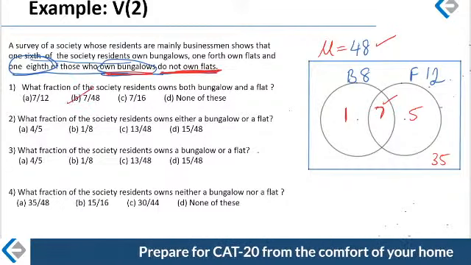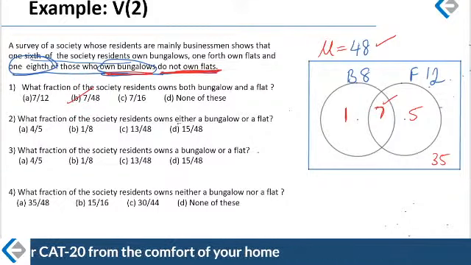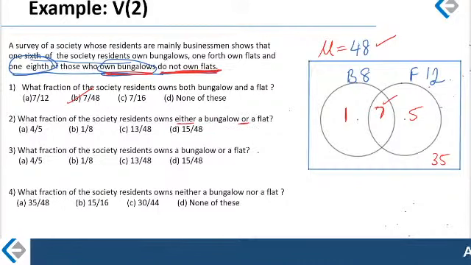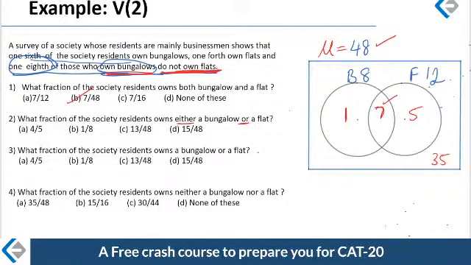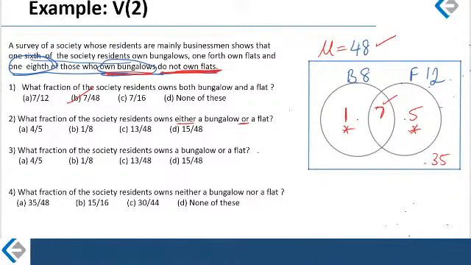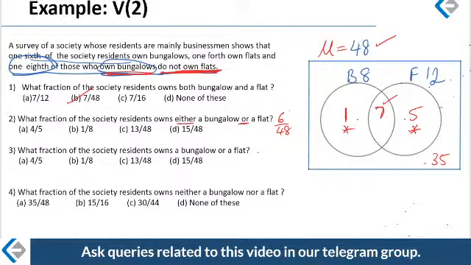Second one. What fraction of society residents own either a bungalow or a flat? Now I spoke about either-or in my probability chapter. Either-or means what? Exactly one. Either bungalow or flat. So what is that number here? 1 here and 5 here. Together it becomes how much? 6. Therefore it is 6 divided by 48, which is 1 by 8. That is either-or.